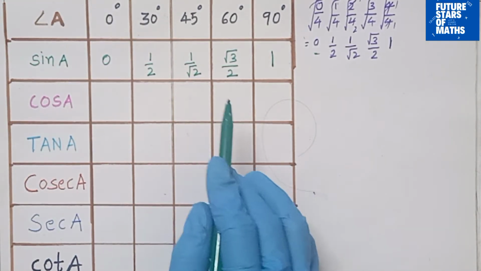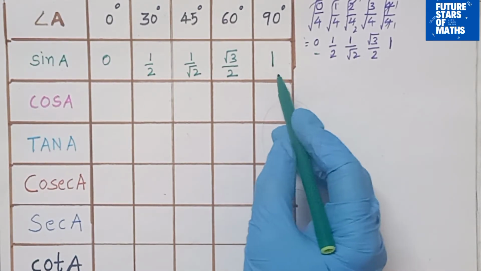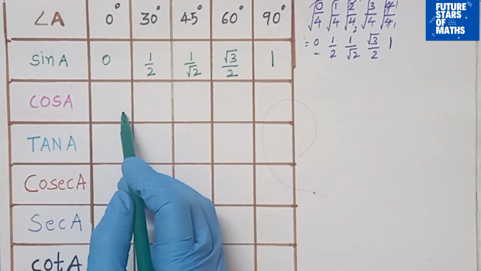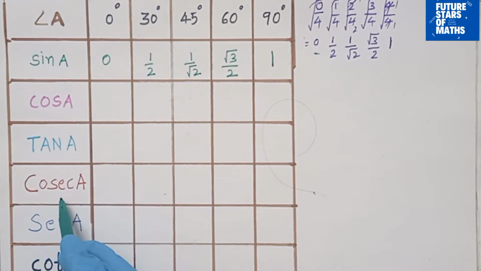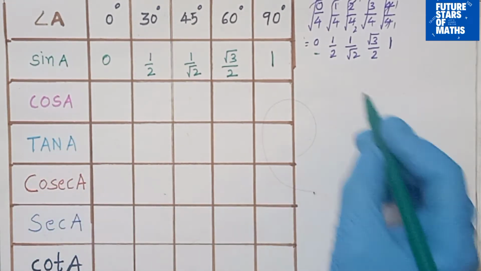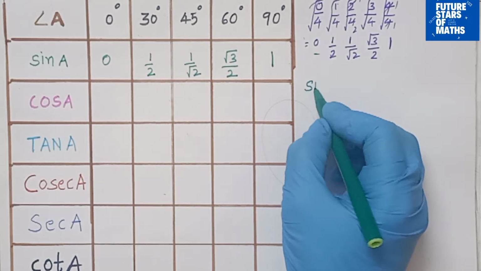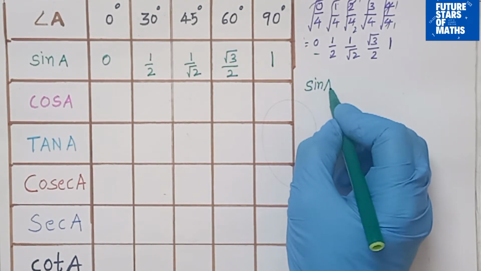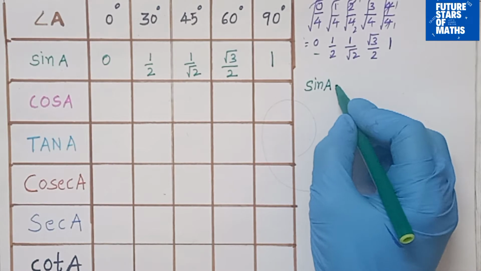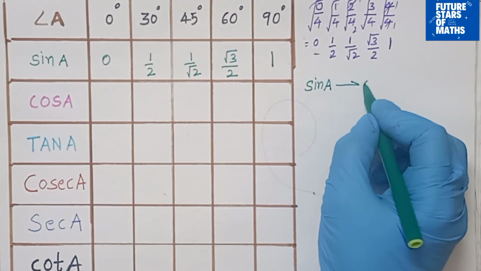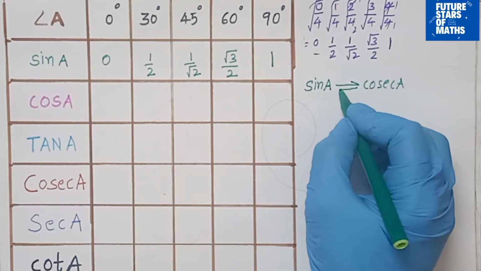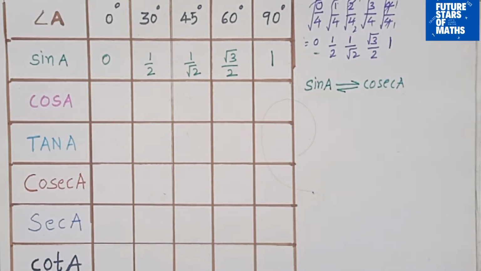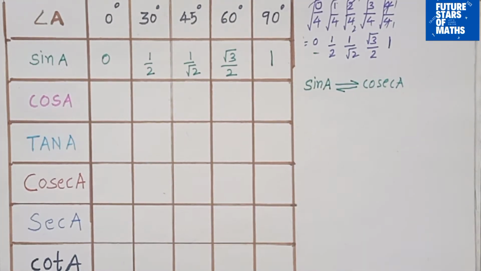Understood? Now what do we have to write? Don't write cos first. Since the inverse ratio of sine is what? Cosecant. Sine will relate with cosecant, so write everything here now. Now sine A, what is it? It is the inverse of cosecant A, and cosecant A will be the inverse of sine A. So first we will fill the cosecant.